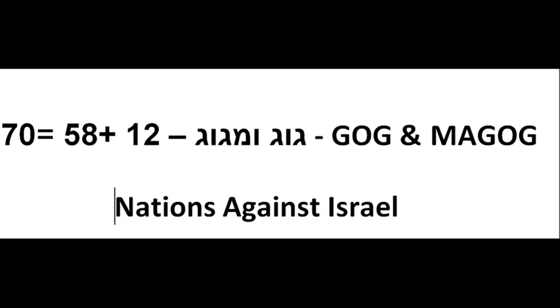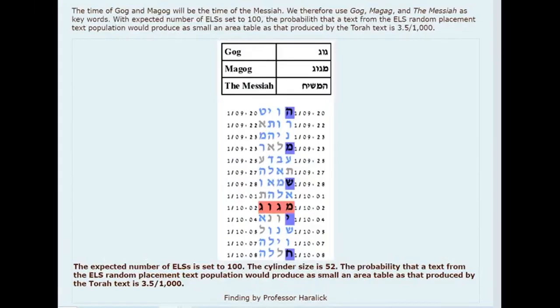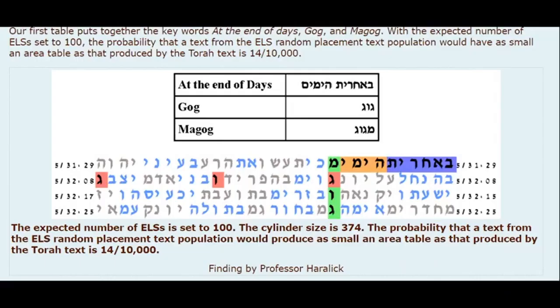So let us see those tables, which are really based on nations which are against Israel. Let us see now, step by step. It is a long lecture, but very, very important. So this is really the first one.